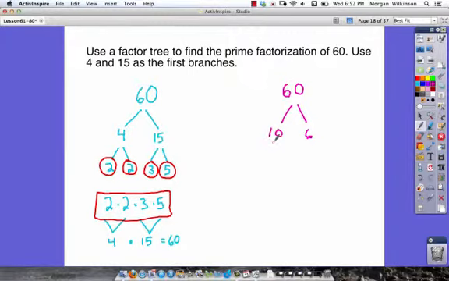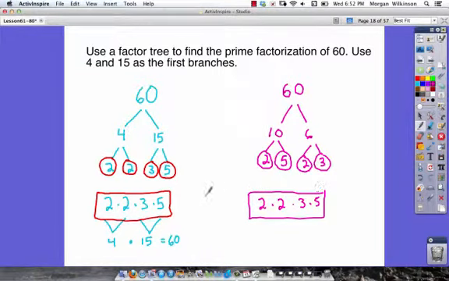Let's see that. 10, well, 10, that's 2 times 5. And 6, that's 2 times 3. So what we see for our prime factorization is we have 2 times 2 times 3 times 5. And look, we've got exactly the same answers. Doesn't matter what your first branch is unless you're told specifically to use something as that first branch. You'll always come to the same answer.